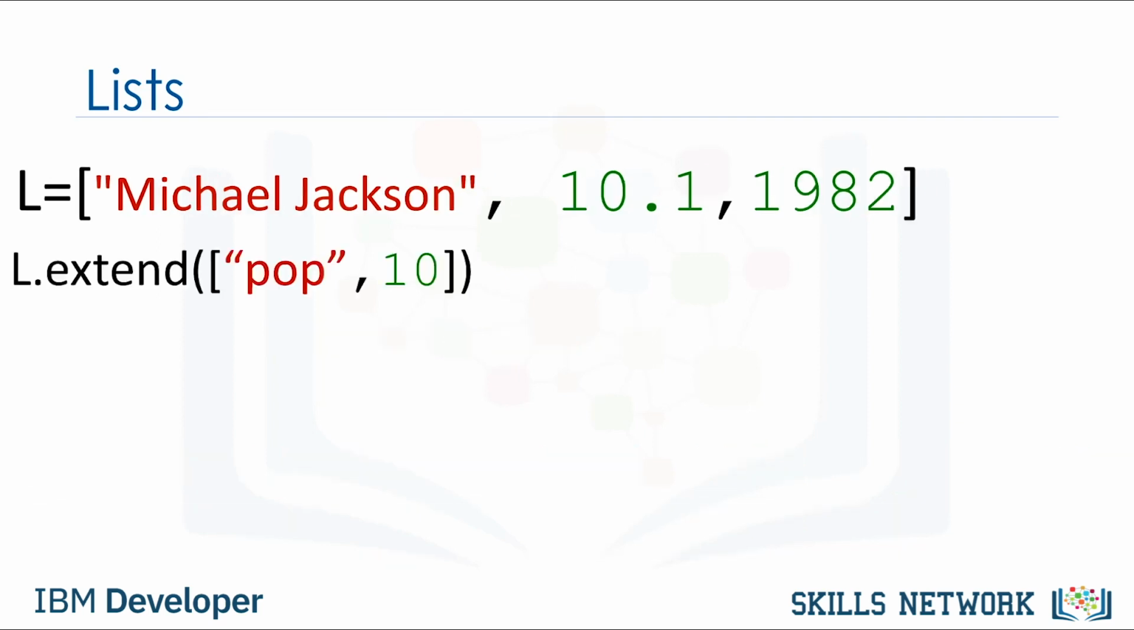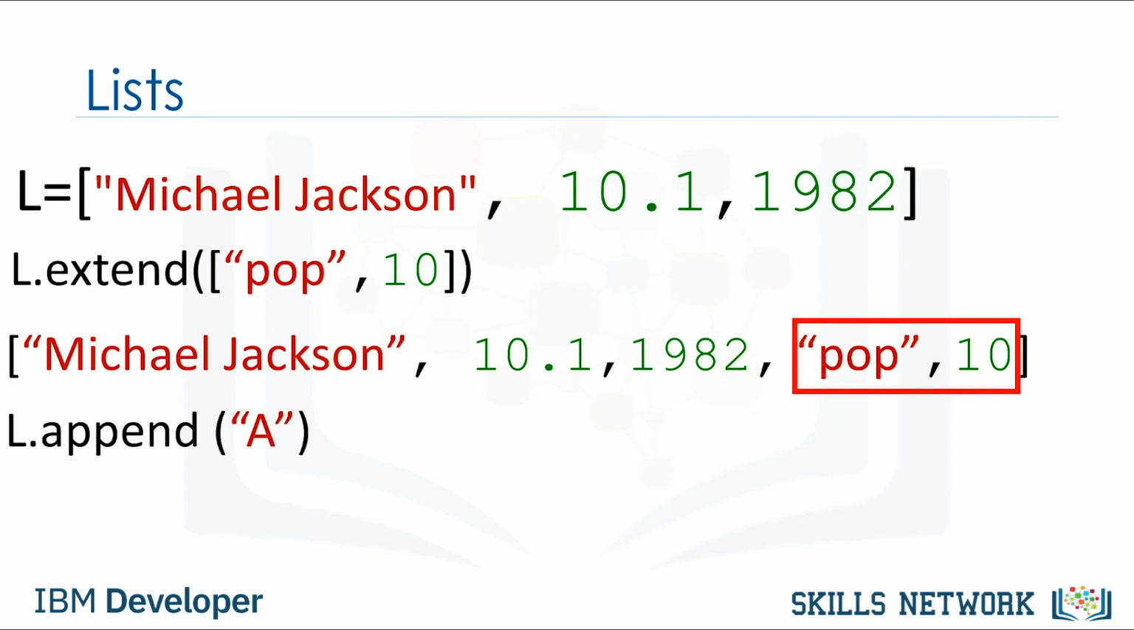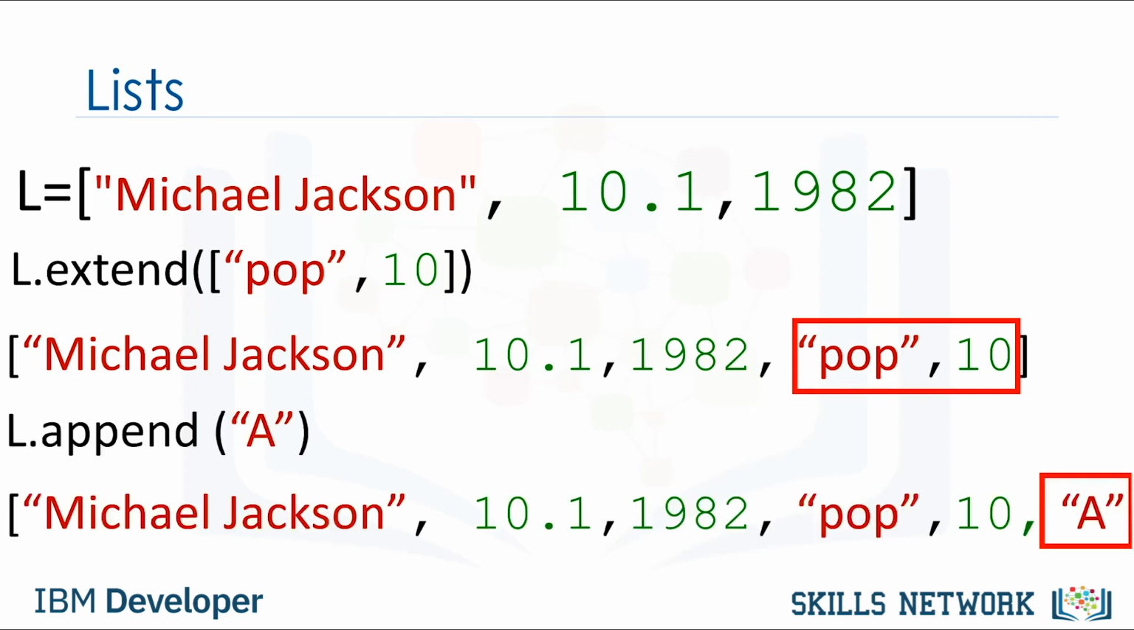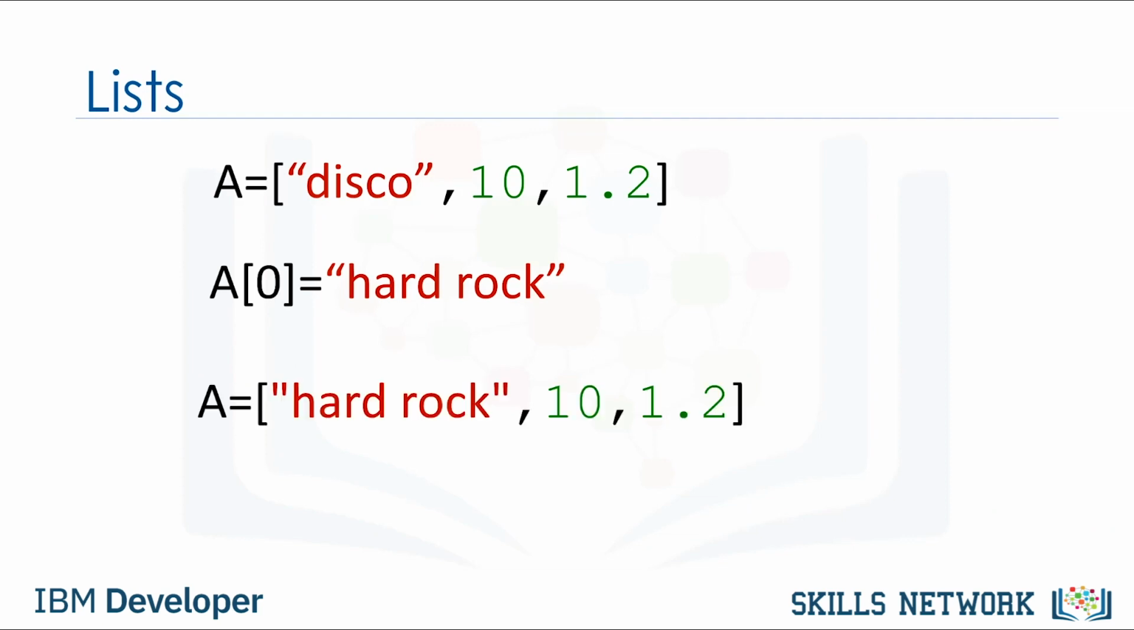If we apply extend, we add two new elements to the list. The list L is modified by adding two new elements. If we append the string A, we further change the list, adding the string A. As lists are mutable, we can change them. For example, we can change the first element as follows. The list now becomes Hard Rock, 10, 1.2.